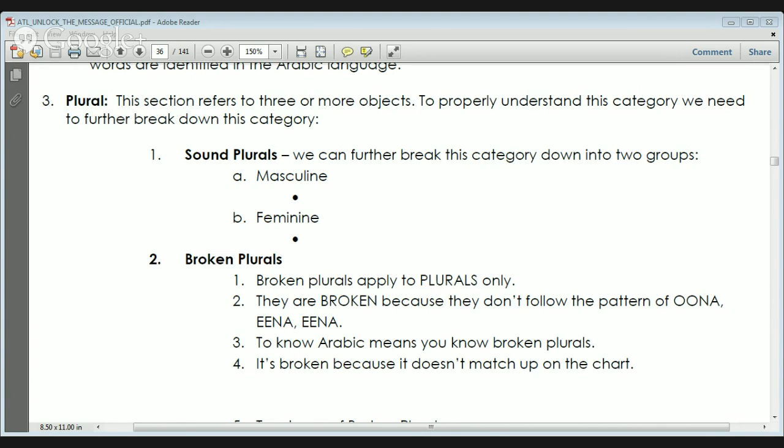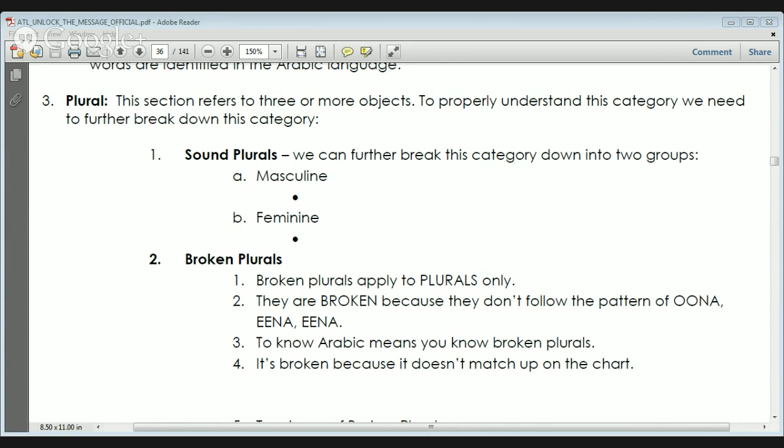Bismillah. When I say it, repeat after me, not with me, after me. Muslimun, Musliman, Muslimin. Muslimun, Musliman, Muslimin.